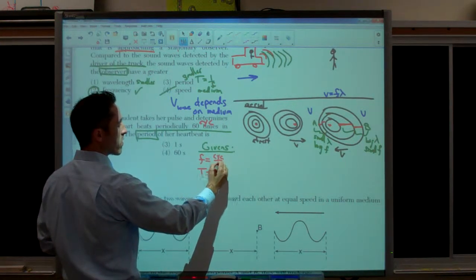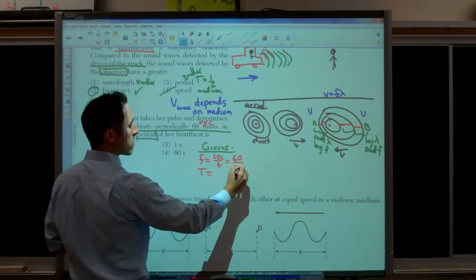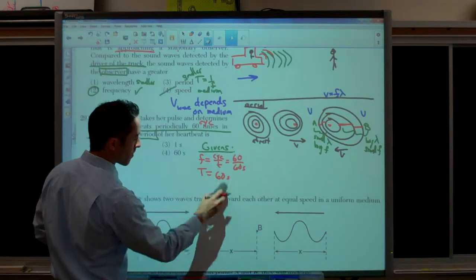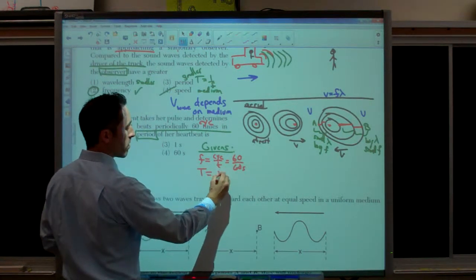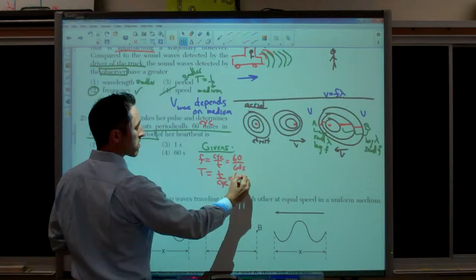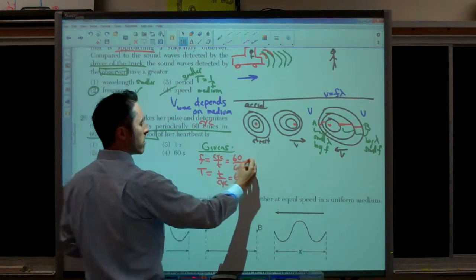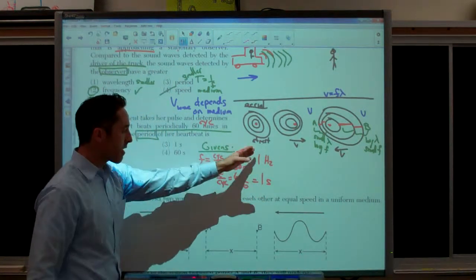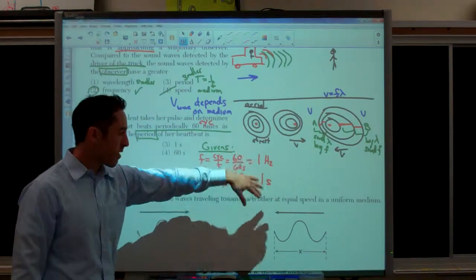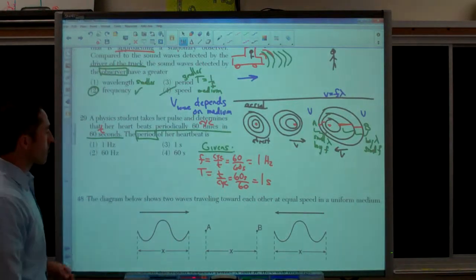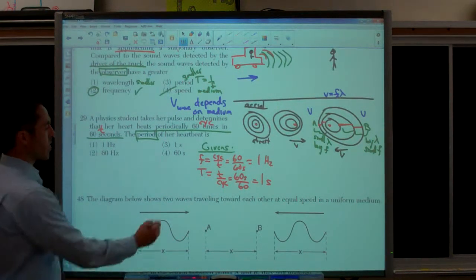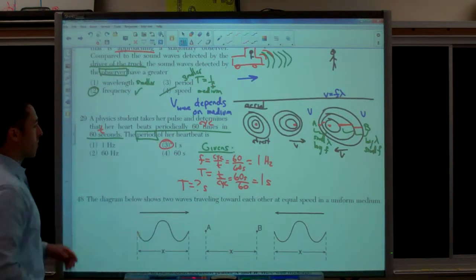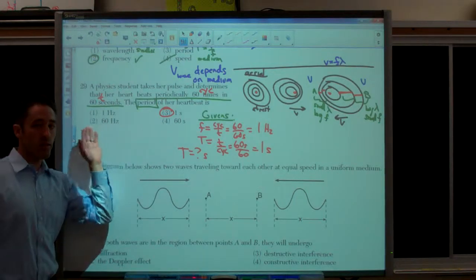Frequency is cycles over time, which is 60 over 60 seconds. And period is, excuse me, let me give you the definition again. Time over cycles, which is 60 seconds over 60 beats. So the frequency is 1 hertz, and the period is 1 second. They can have the same number, but they are not the same. 1 hertz and 1 second are two different things. So the question, what's the period of the heartbeat? Well, you just did it. That's done. 1 second.